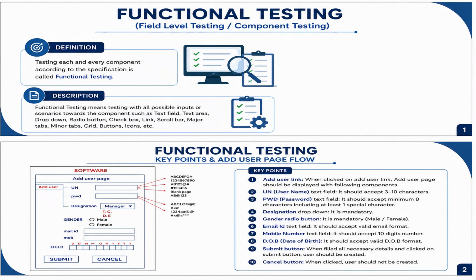So the third field is designation. For designation, we have two options. It's a mandatory field, mandatory in the requirement. So we should select either one of them. Otherwise, it should throw the error.